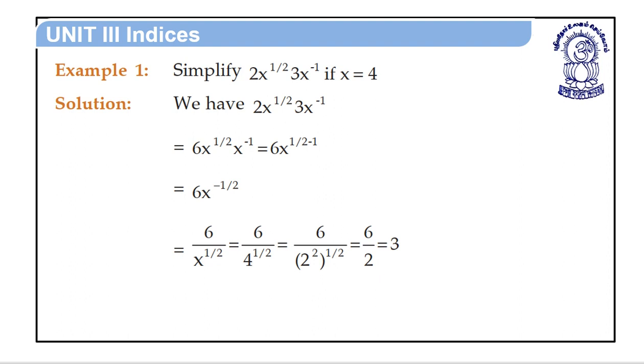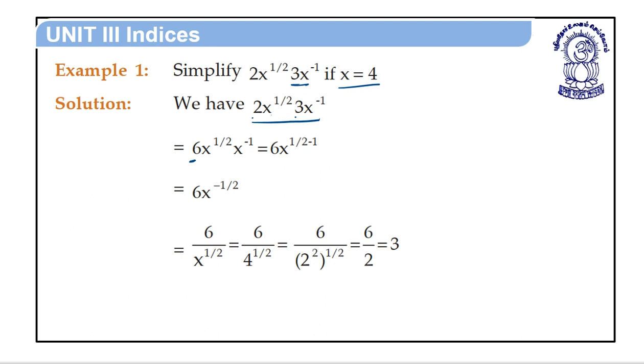Next, example 1. Simplify 2x raised to 1 by 2 into 3x raised to minus 1, if x is equal to 4. First simplify the expression 2x raised to 1 by 2 into 3x raised to minus 1. So 2 into 3 is 6. x 1 by 2, x minus 1, base same.